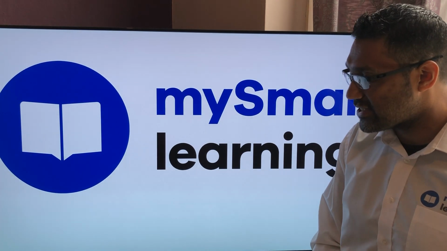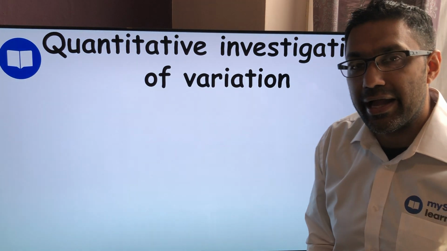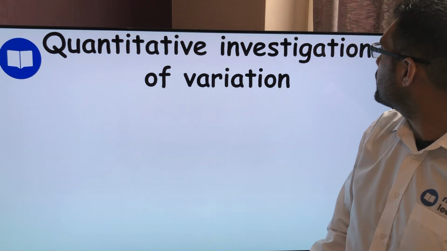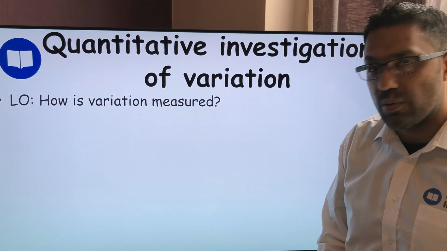Quantitative Investigations of Variation. This is for Year 12s and any Year 11s who are interested in A-level biology. So we're going to crack on. How is variation measured? That's what we're focusing on today.